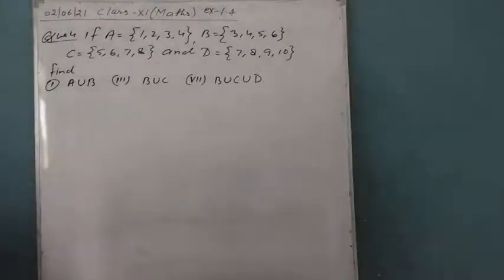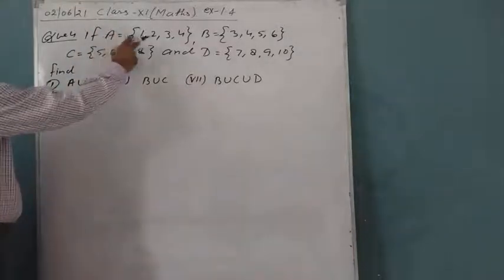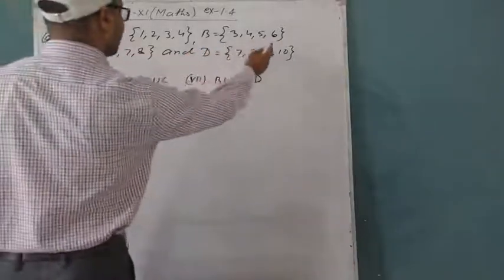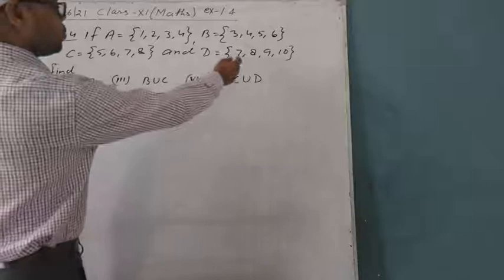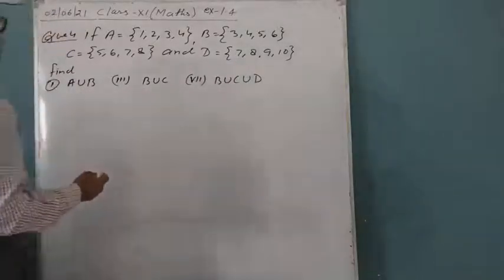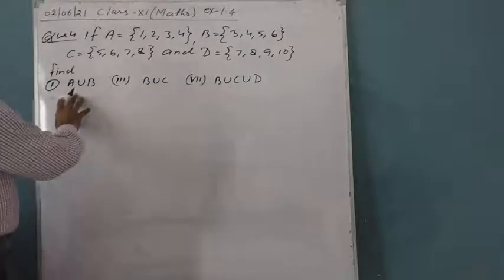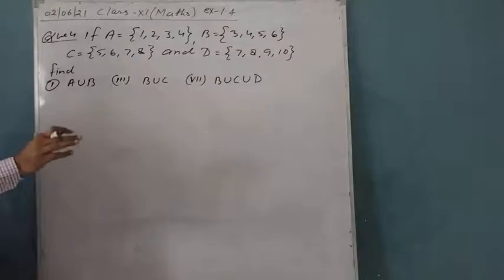Now student, question number 4 of exercise 1.4. In this question, A is equal to {1, 2, 3, 4}, B is equal to {3, 4, 5, 6}, C is equal to {5, 6, 7, 8}, and D is equal to {7, 8, 9, 10}. There are so many parts; I am taking only 3 parts: first part, third part and seventh part. In the same way you will find the solution of the other parts.